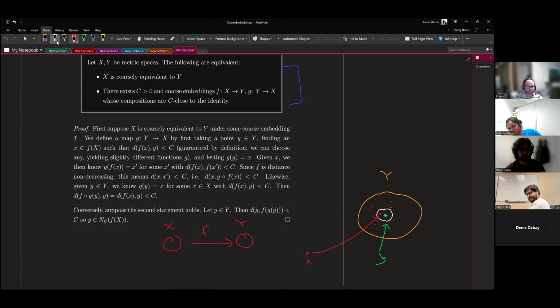Importantly, we now know that because it's non-distance increasing, you can show that the distance between x and g of f of x is less than c. Given x, we then know g of f of x equals x prime for some x prime. Just detailing this so you guys can follow along with my notes later, this point here would be x prime.